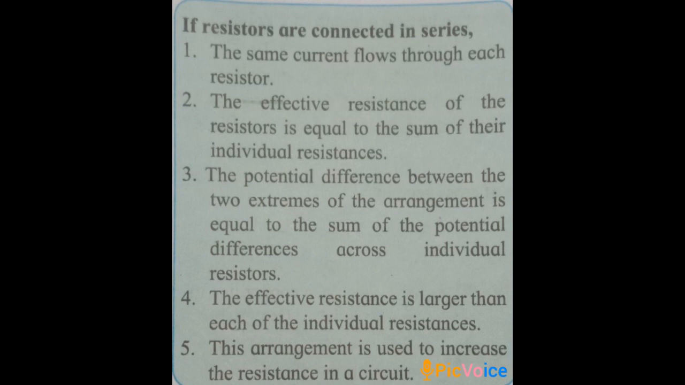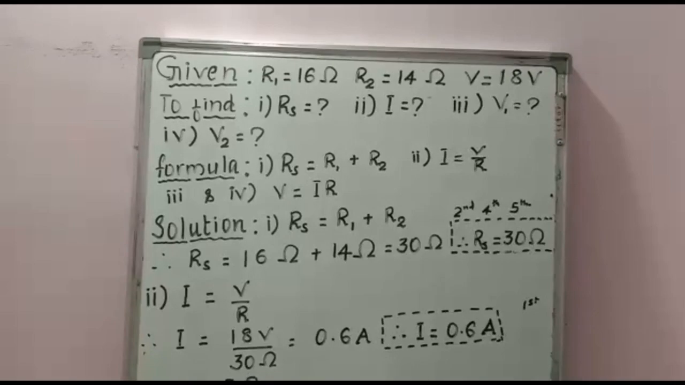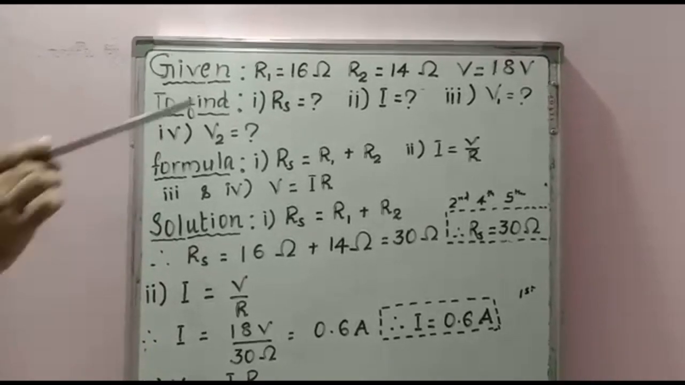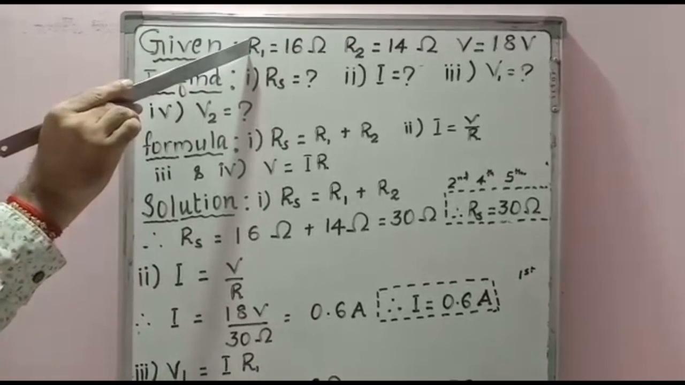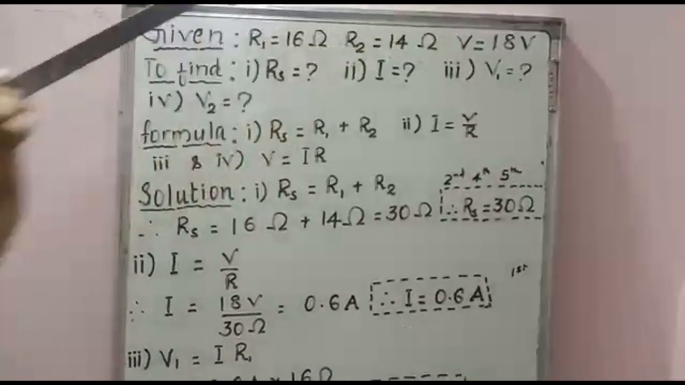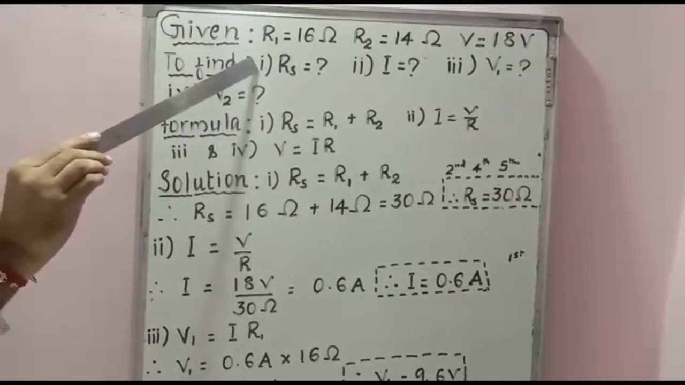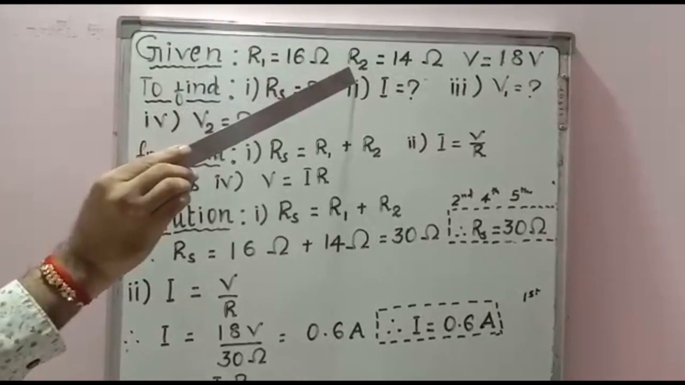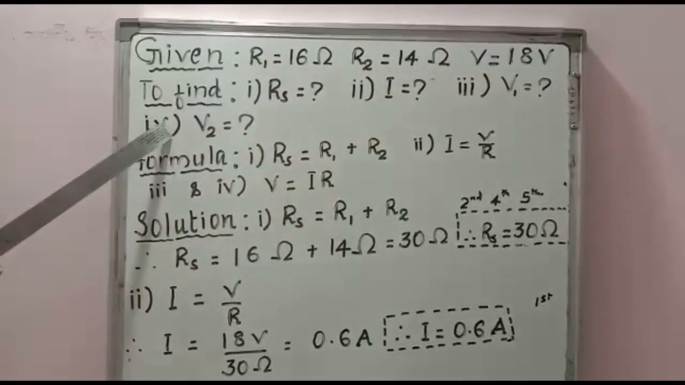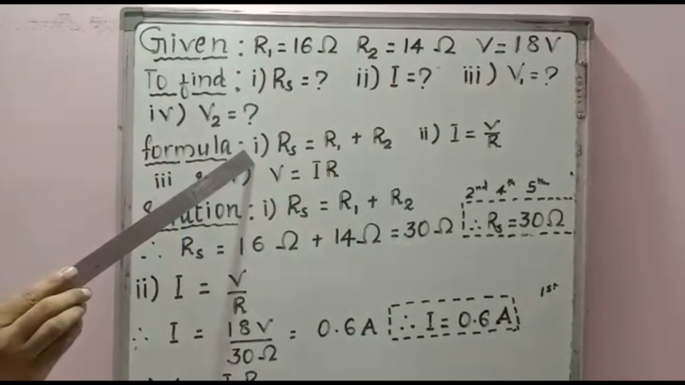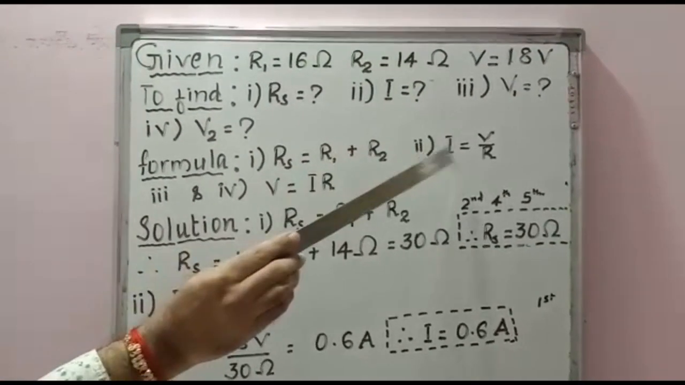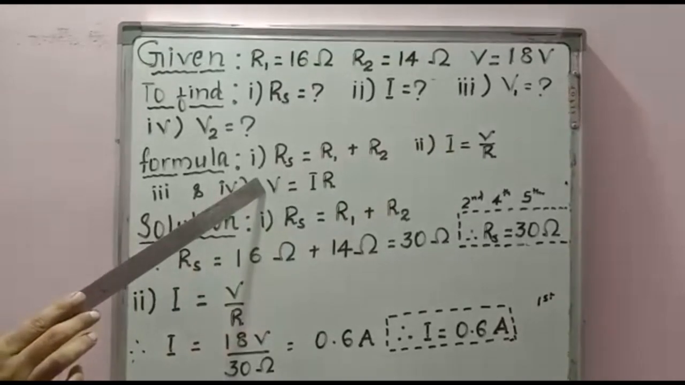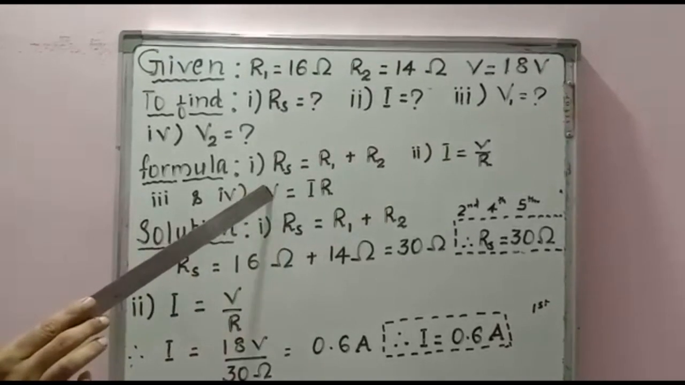Let us understand these characteristics and verify with the help of a numerical. Two resistors, R1 16 ohms, R2 14 ohms, are connected in series. Potential difference across the circuit V equals 18 volts. So we have to find effective resistance, current flowing in the circuit, V1 and V2. So the formula, effective resistance RS equals R1 plus R2. For current, I equals V upon R. To find out the voltage, that will be V equals IR.